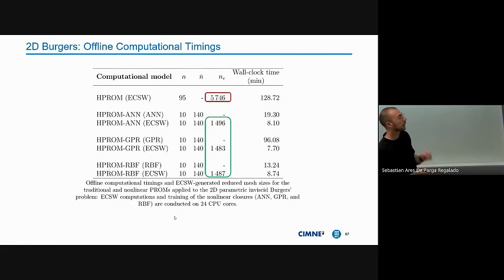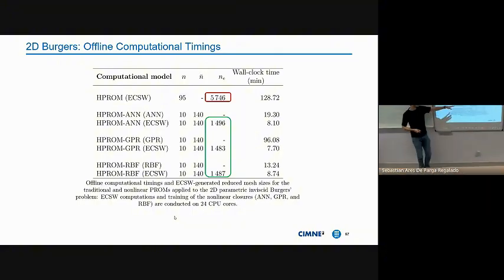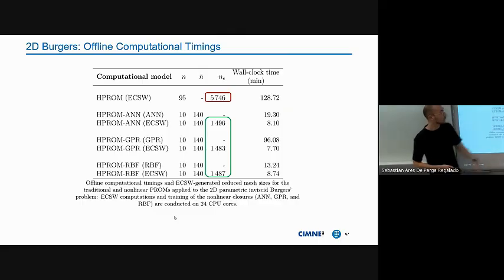However, let us take a jump into the ECSW, the hyperreduction, and how it impacts the number of selected elements. So for the traditional HP-ROM that has 95 modes, we see that we take 6,000 selected elements, whereas for the ANN, GPR, and RBF, we're on the ballpark of 1,500. So it is 4 times less than the traditional HP-ROM.